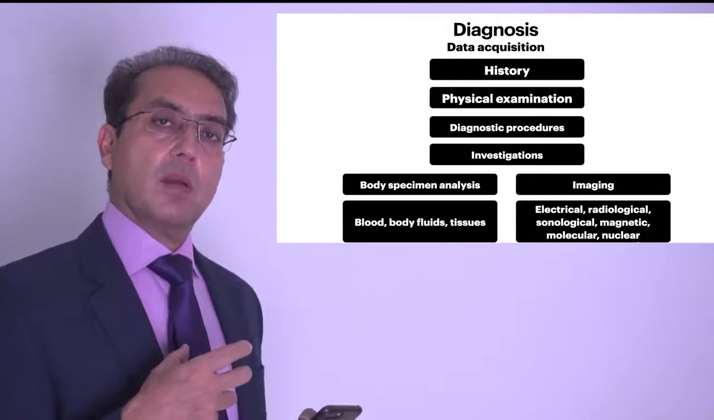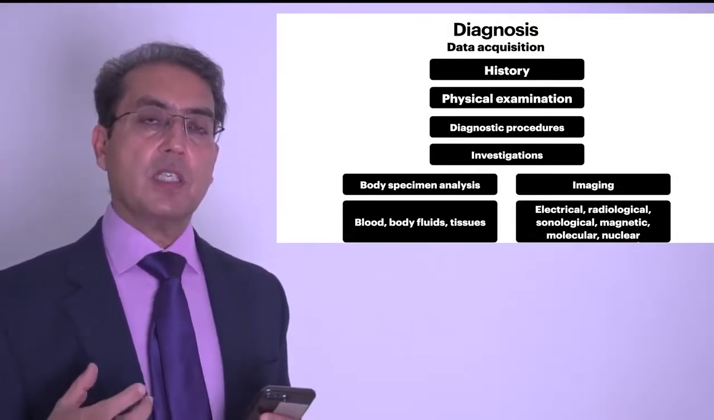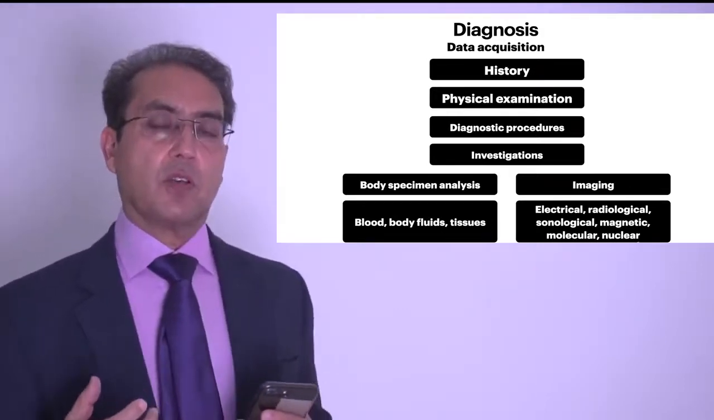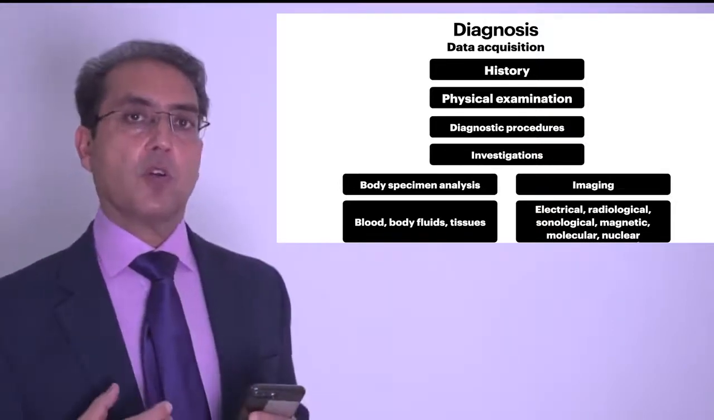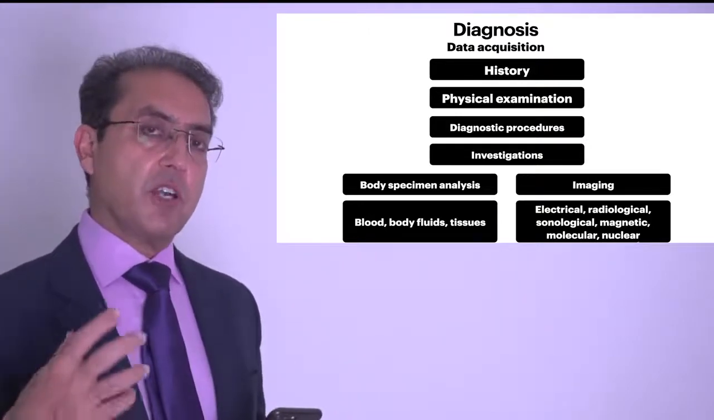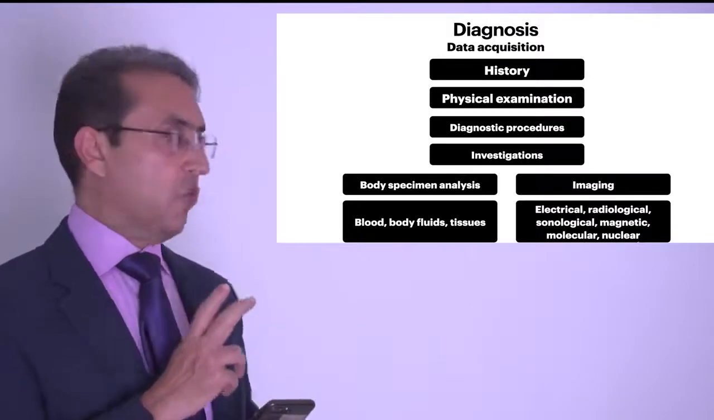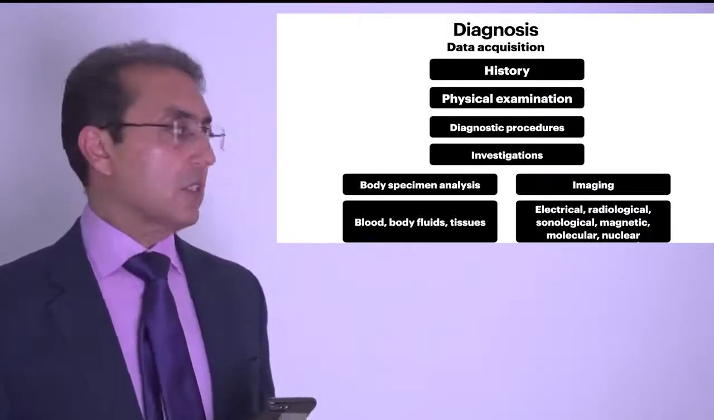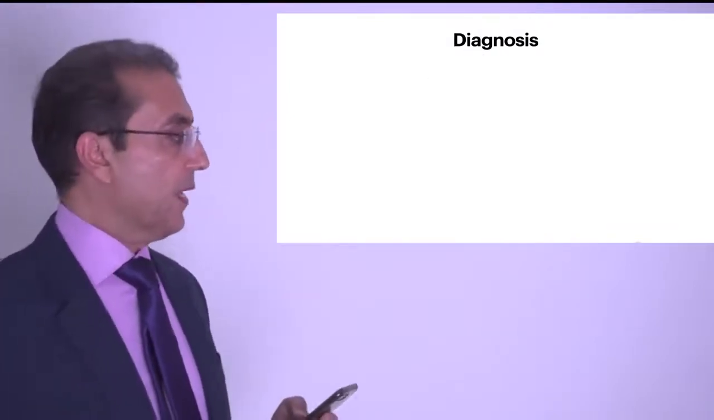And then you've got magnetic imaging, for example, magnetic resonance imaging, in which we can see various structures of the body. And then we can go for different types of molecular studies, and we can do the nuclear studies, in which radionuclide material is used for imaging the body. So you can see we have different types of imaging investigation. So there are two main types of investigation. We go for body specimen analysis, or we go for the imaging studies. And sometimes we go for some functional studies as well.